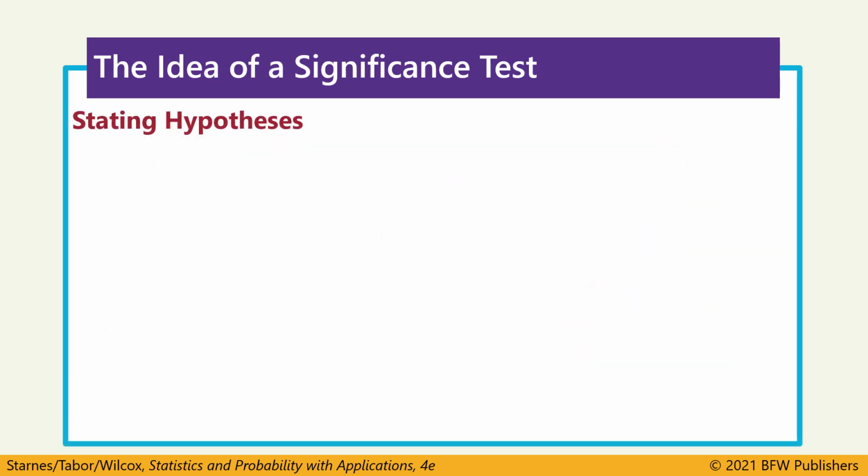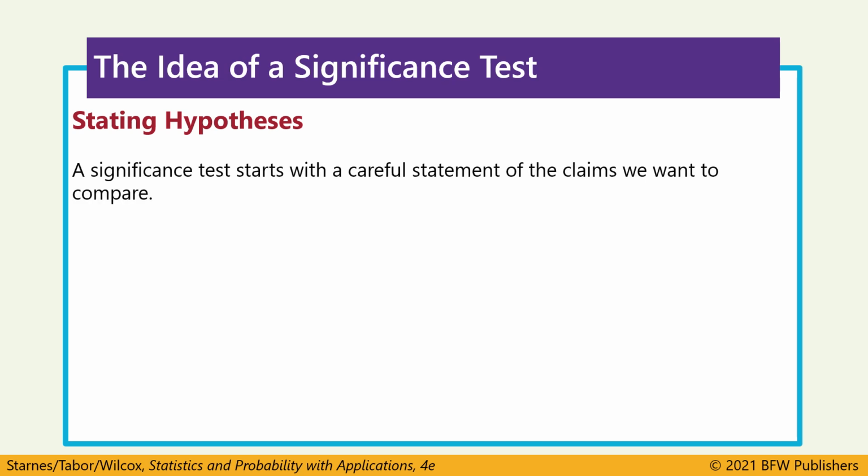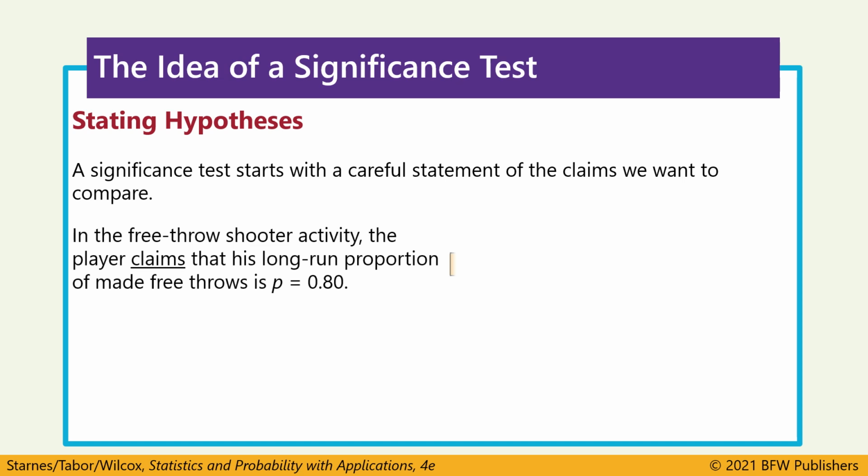We've done problems like this before, but in this chapter we're going to formalize it and quantify it. So we'll get to the end of a problem and have a number which will tell us whether we have evidence for a claim or not. And these significance tests always start with hypotheses. So we'll have 2 hypotheses.